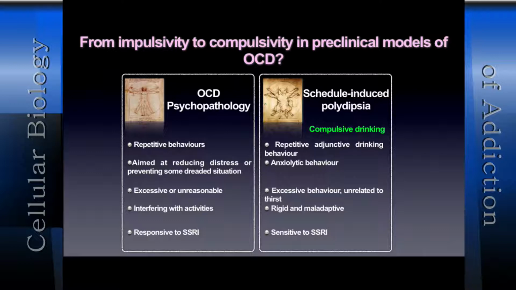And in animals, the schedule-induced polydipsia model, I'm going to tell you what it is later on, is a repetitive adjunctive behavior that is anxiolytic. It is excessive, unrelated to thirst, rigid and maladaptive, and sensitive to SSRI.